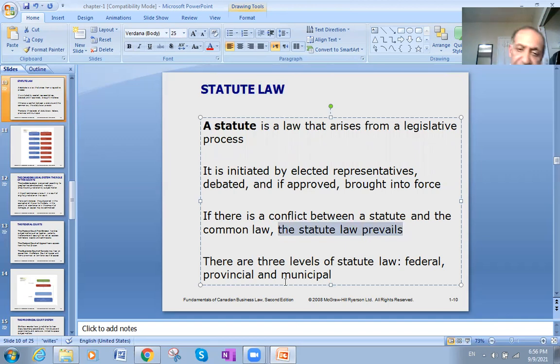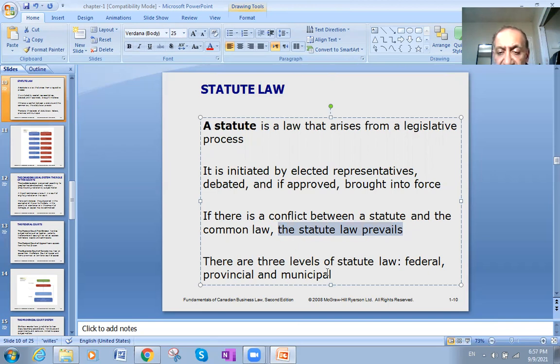In cases of any contradiction between them, we will go with the rules of the statute law, but we will not go with the rules of the common law. It's supreme, it is overwhelming the common law.